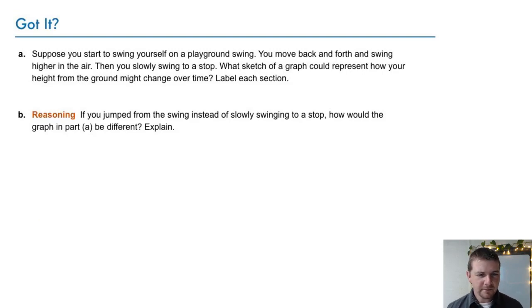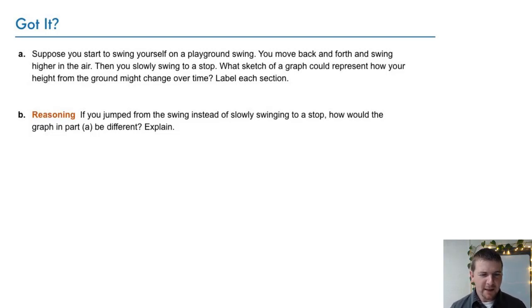Your turn. Suppose you start to swing yourself on a playground swing. You move back and forth and swing higher in the air. Then you slowly swing to a stop. What sketch of a graph could represent how your height from the ground might change over time? Label each section. Part B, a reasoning item.